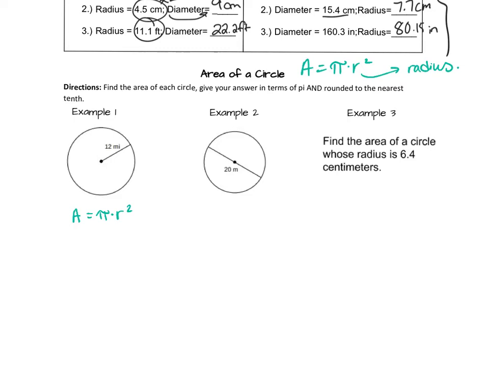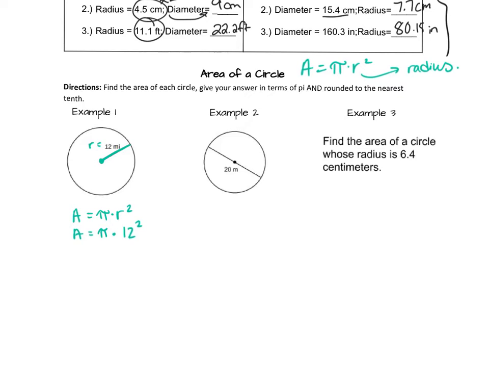Then look at what you have. Do you have the radius or do you have the diameter? Hopefully you're thinking, okay, I have the radius. You know you have the radius because it's half the way across. So we know that this is the radius. So I'm good. I can move on. So A is equal to pi times radius squared. So since the radius is 12, we need to square 12.